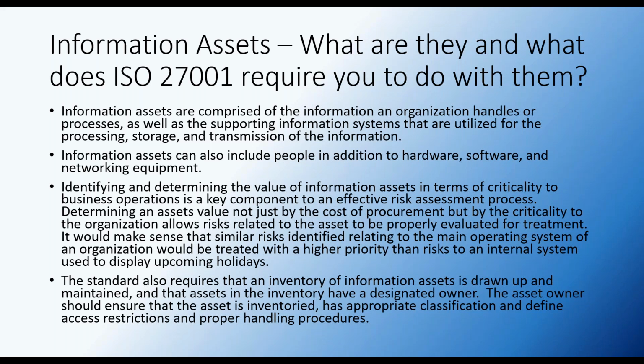So in other words, it would make sense that if a similar risk was identified relating to the main operating system of an organization, it would be treated with a higher priority than risk to an internal system used to display upcoming holidays. So obviously, if a risk poses a bigger threat to an organization's ability to do work, it should be treated with a higher priority. And you need to define the value of an asset based, like I said, not just on how much it costs, but how critical it is to your organization.